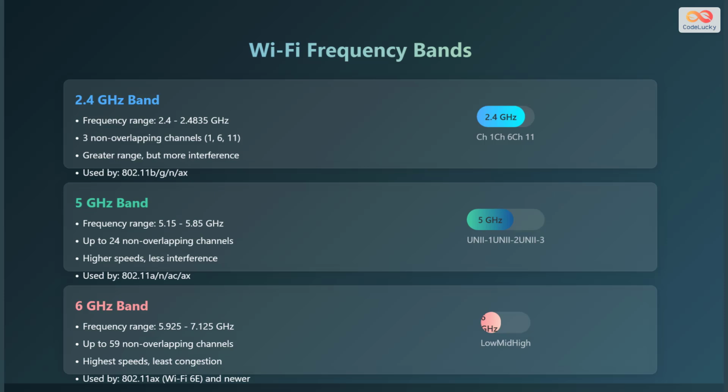Lastly, there's the 6 GHz band, which spans from 5.925 to 7.125 GHz. It provides up to 59 non-overlapping channels, delivering the highest speeds with the least congestion, and is used by the 802.11ax, Wi-Fi 6E, and newer standards.